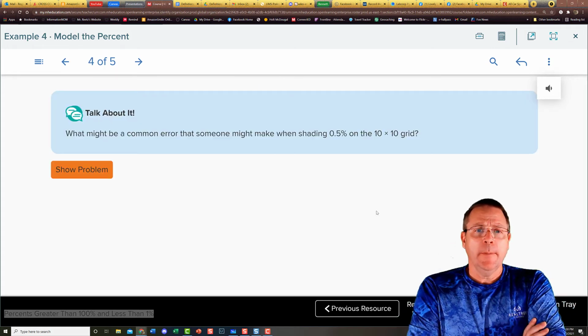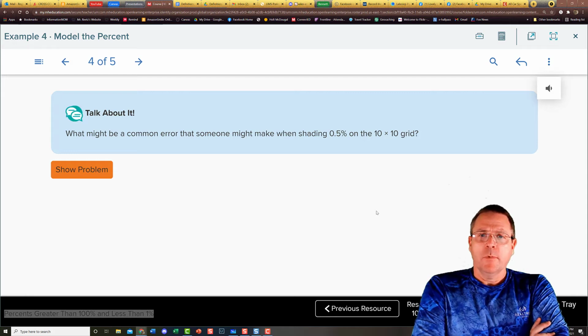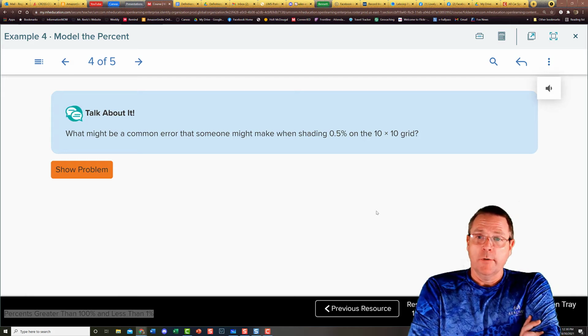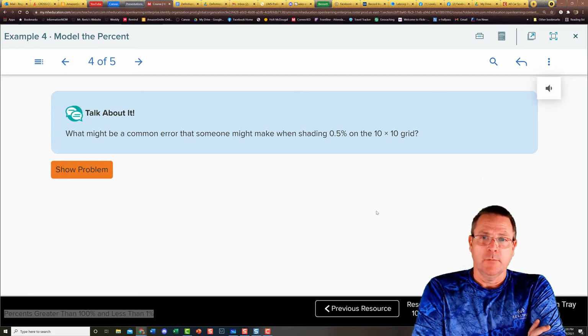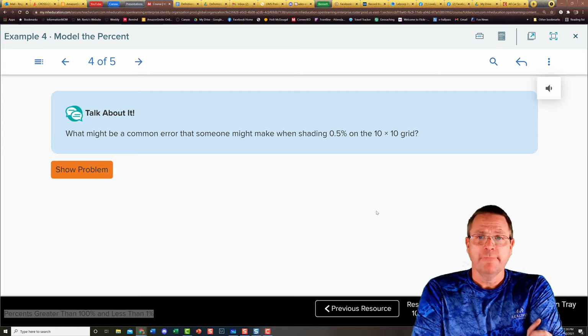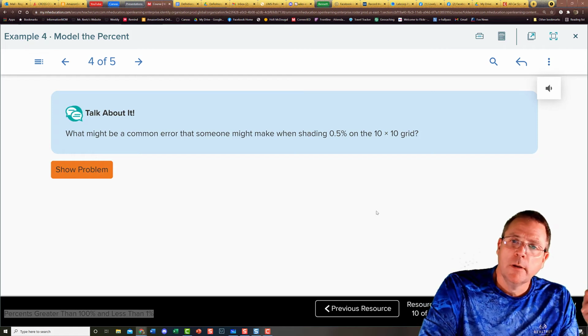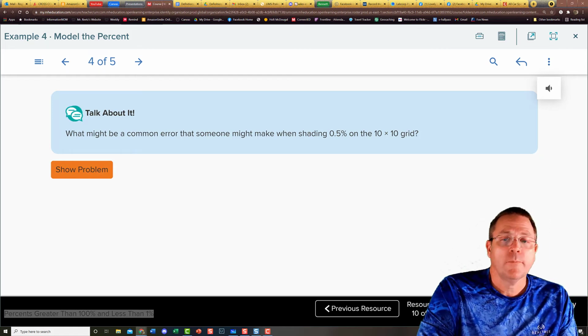What might be a common error that somebody would make when shading 0.5% on a 10 by 10 grid? I'm thinking a common error would be they would shade 50% of the grid, or they'd shade 5% of the grid instead of 0.5% of the grid, also known as half of 1 little square. Let's move forward.